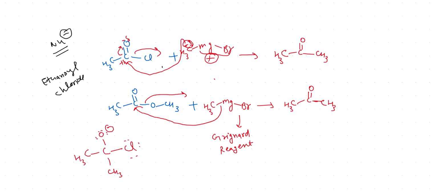So in the next step, what will happen? This electron will be transferred again to the carbon and Cl will be expelled as Cl negative, and the final product formed is CH3COCH3. Okay, so this is acetone.